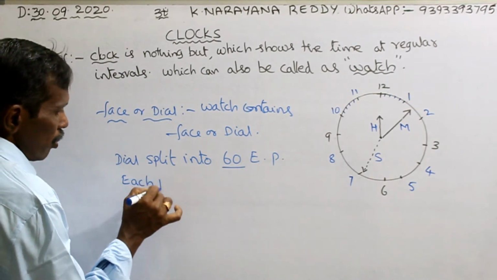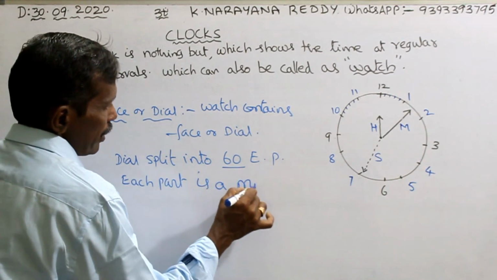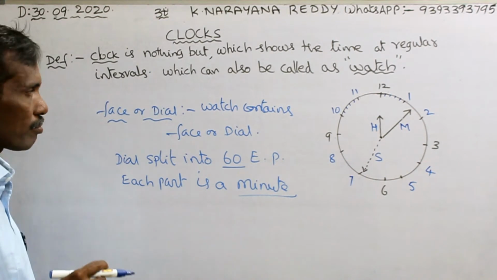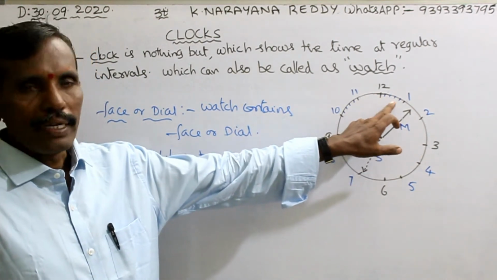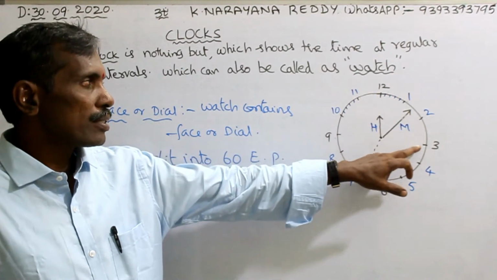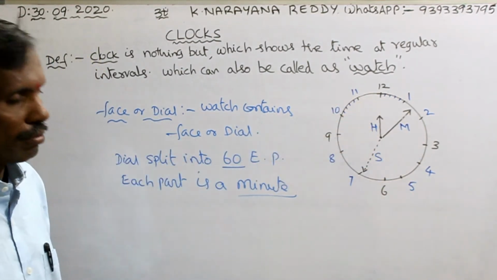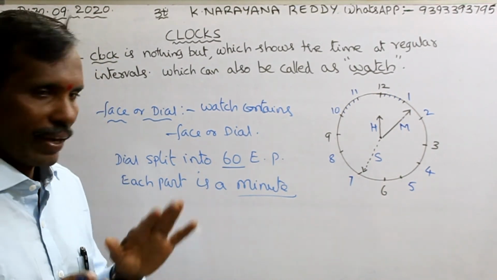Each part is a minute. This is very important in clocks. That means 5 minutes, 10 minutes, 15 minutes, and so on up to 60 minutes. You know, 60 minutes is nothing but 1 hour.